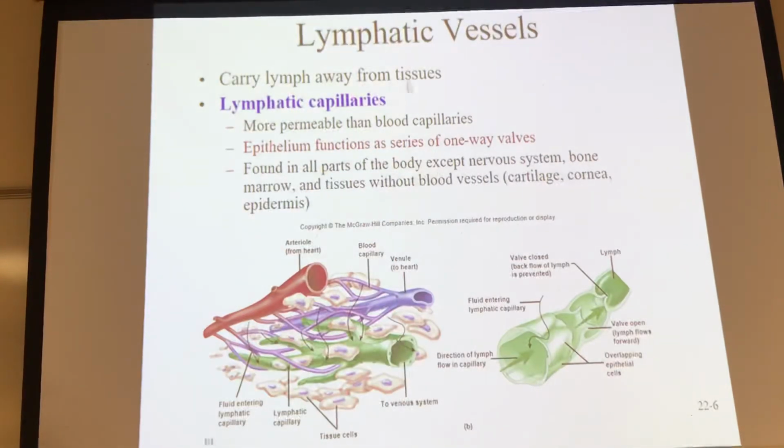Now, when we talk about lymphatic vessels, look at how they're interspersed within the blood capillaries. So they start out as lymphatic capillaries. The difference is, unlike a blood capillary, like we see here, you have one side that's connected to an artery or arteriole, one side that's connected to the venule, meaning it's a connected unit, right?